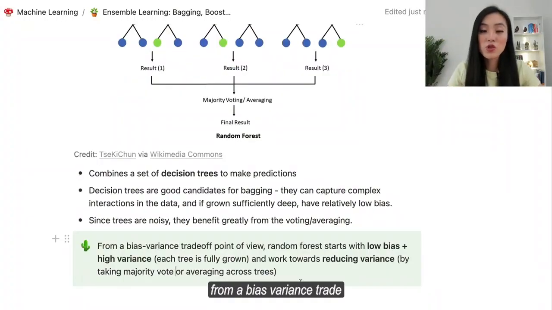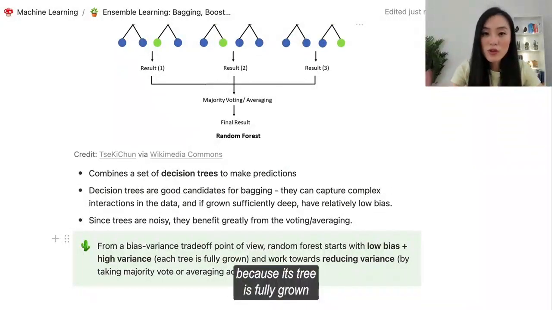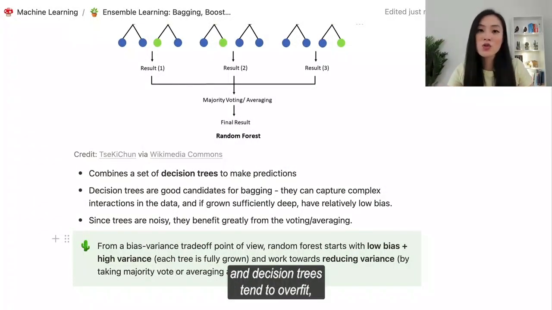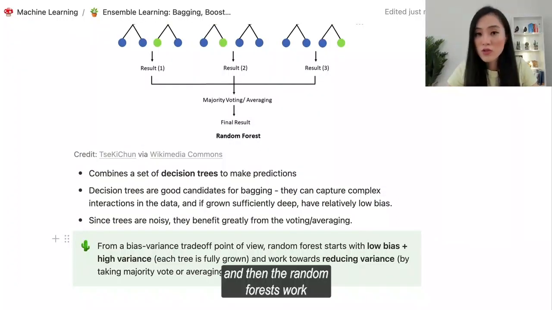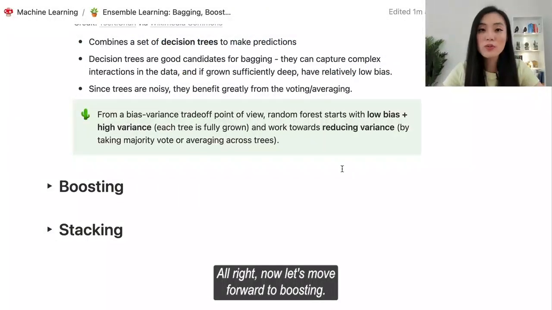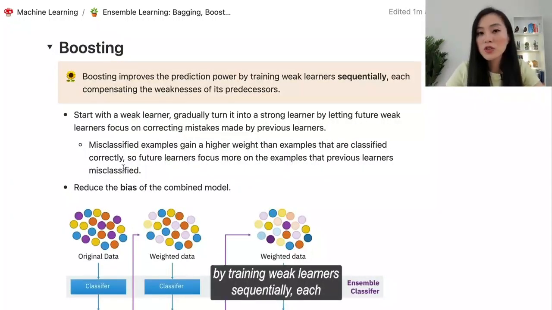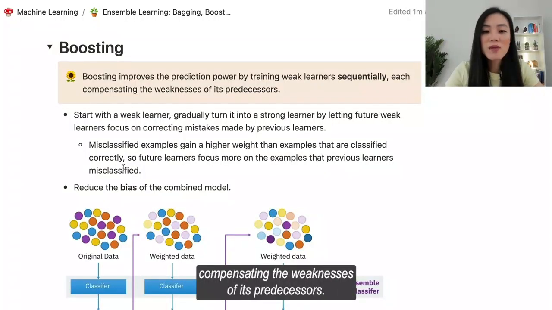From a bias variance trade-off point of view, random forest starts with low bias and high variance, because its tree is fully grown and decision trees tend to overfit. And then the random forest work towards reducing variance by taking majority vote or averaging across trees. Alright, now let's move forward to boosting. Boosting improves the prediction power by training weak learners sequentially, each compensating the weaknesses of its predecessors.